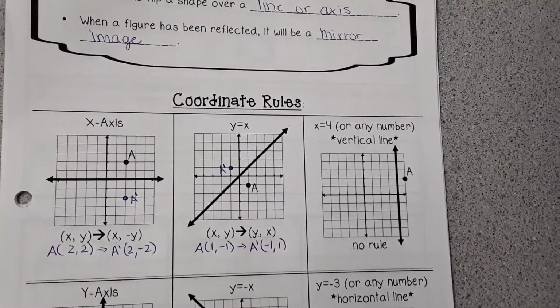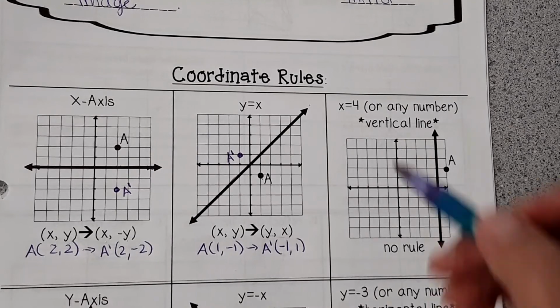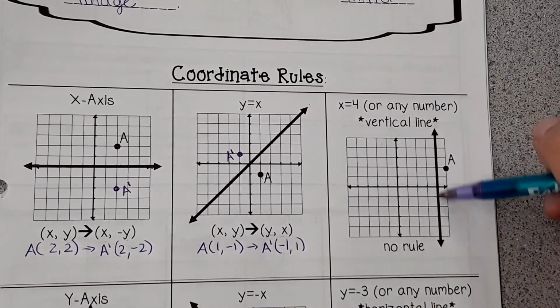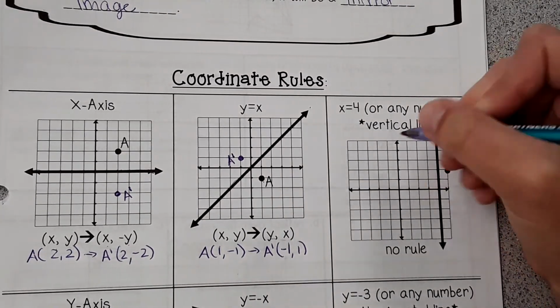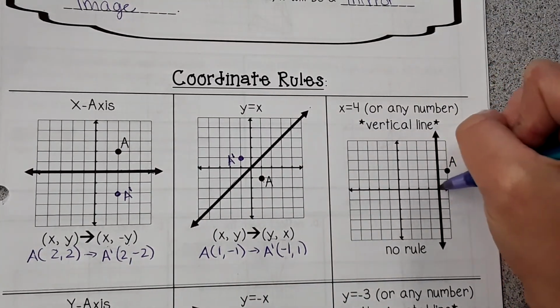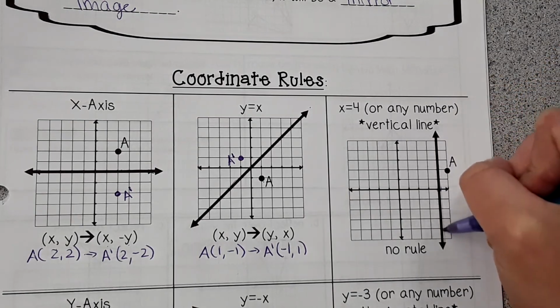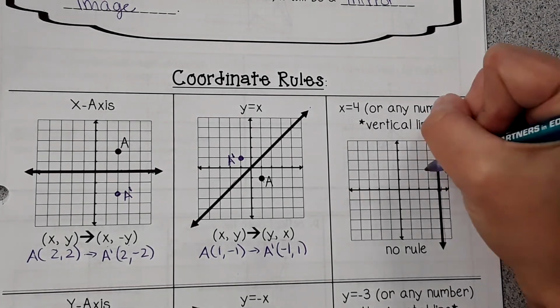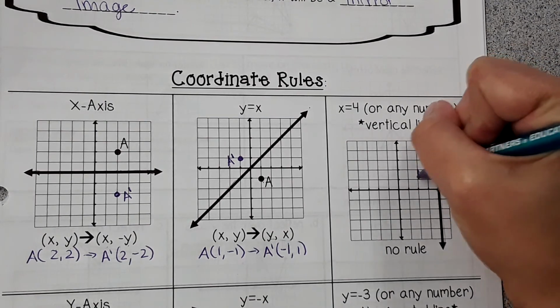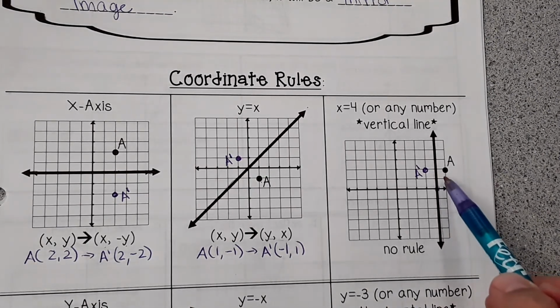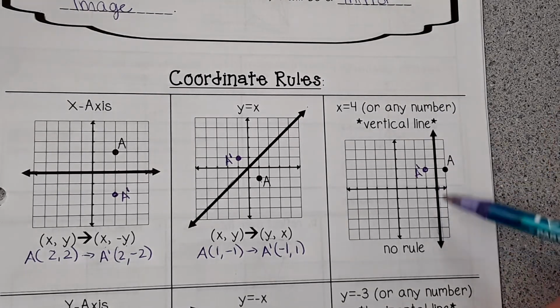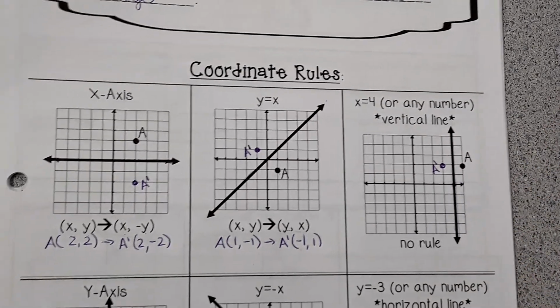Okay, the next one, it's reflected over the line x equals 4. Now for this one, they have the line drawn out, but they won't always have that drawn. To find this line, x equals 4, so 1, 2, 3, 4, here's x equals 4, and then you would just draw a line if you needed to. But reflecting this point over it, just put it the same distance on the other side. And it says no rule because you can't manipulate the points in any way. You just have to visually find the other side.